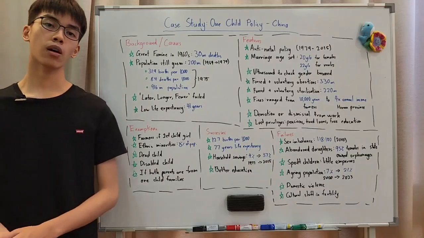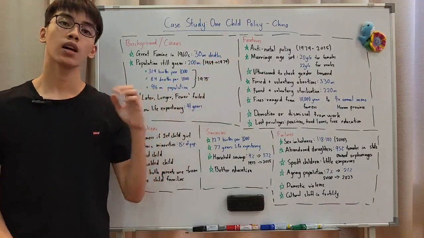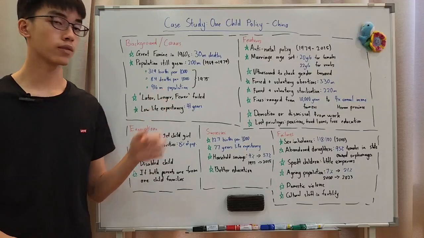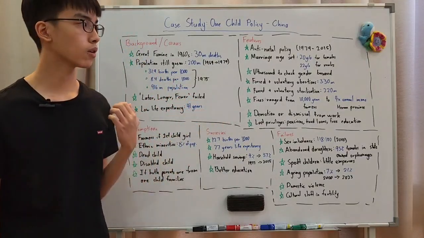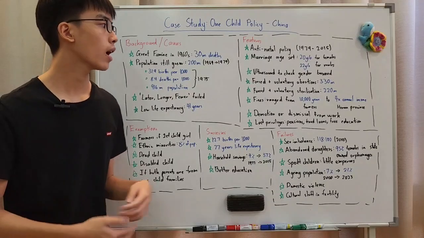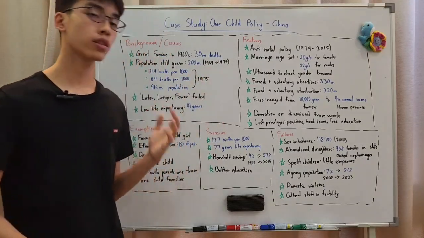So they introduced the one-child policy, which was an antenatal policy from 1979 to 2015. They set the marriage age at 20 for females and 22 for males to encourage later marriages. And also, ultrasounds to check genders were banned.